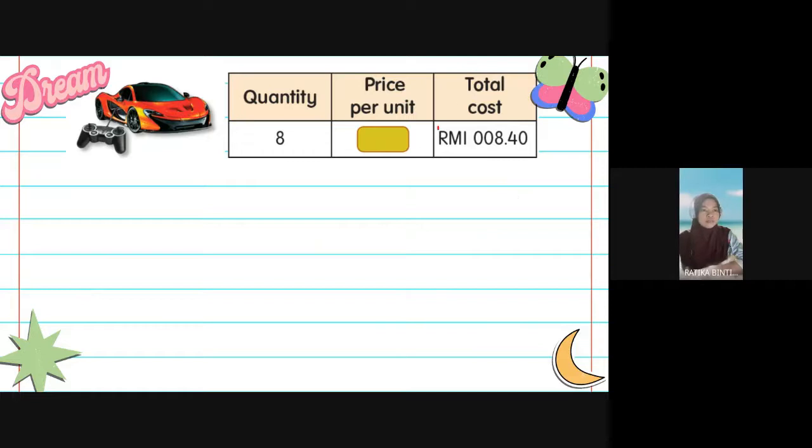So now, this one. Given to you, the total cost for 8 kereta kontrol ni is 1,008 ringgit and 40 sen. You need to find price per unit. Price per unit means satu. Harga untuk satu. Okay, so what is the number sentence? Can you please tell me what is the number sentence? 1,008 ringgit and 40 sen divided by 8.